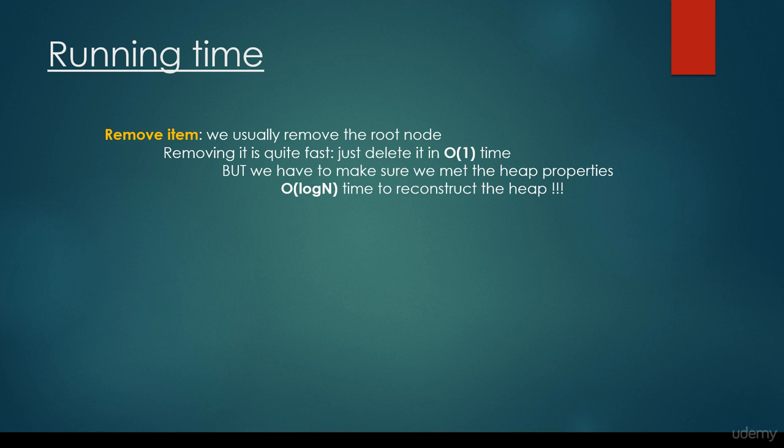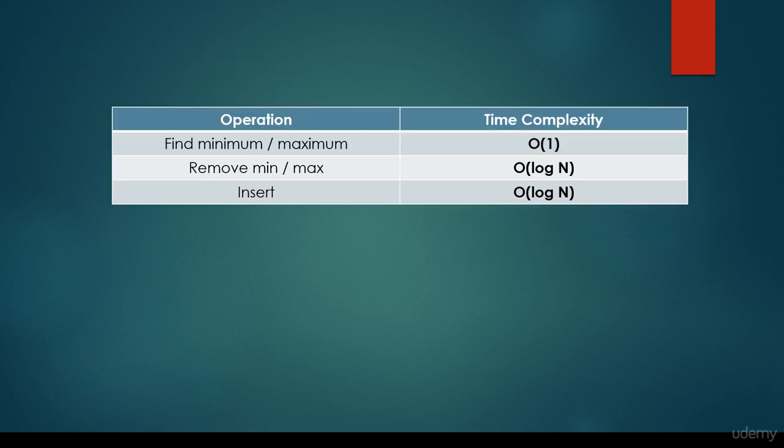But of course we have to make sure that we met the heap properties. We have to replace the deleted node, so we are going to replace it with a leaf node as we have been discussing in one of the previous lectures, and then we have to check whether the heap properties are met. And it's going to take logarithmic time complexity again in order to reconstruct the heap. So basically finding the minimum and the maximum is going to have O(1) constant time complexity, and the insertion and the remove operation is going to have logarithmic time complexity.